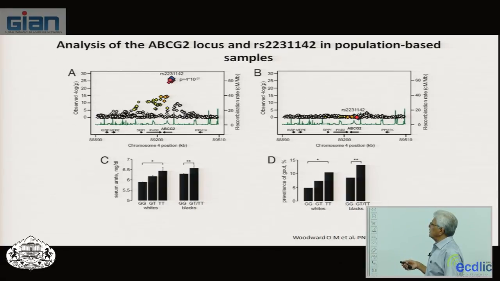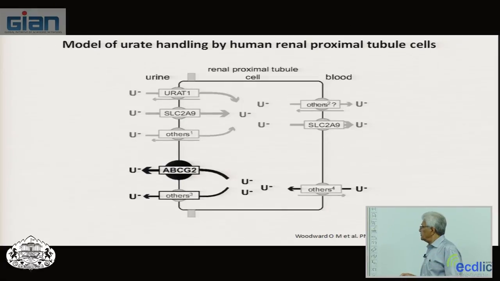Then these were just, again, looking at the analysis of the GWAS with the p-values. And then they also looked at the Caucasian population as well as African-American populations, and there is a significant difference. Many studies like these have been done, even in a Japanese population, where more than 25% of the population has this Q141K SNP, and we'll come to that.